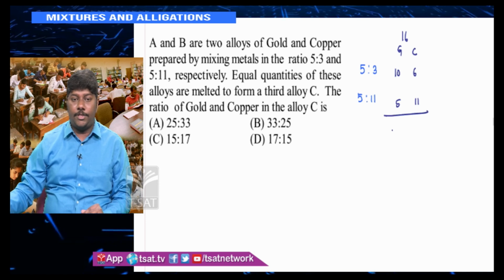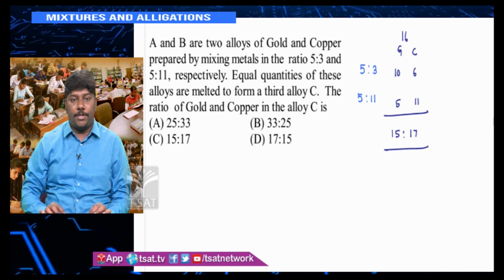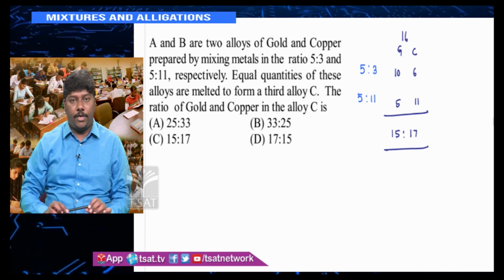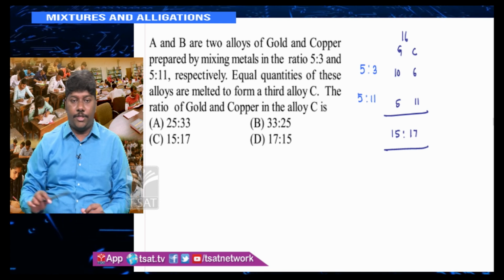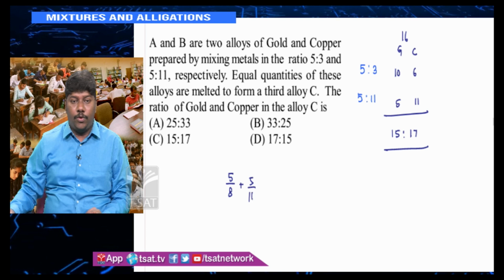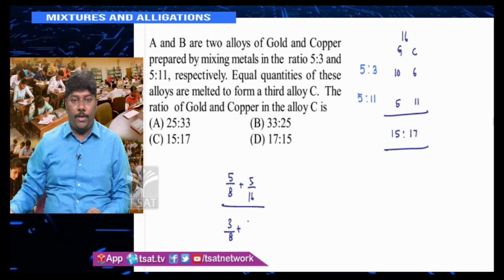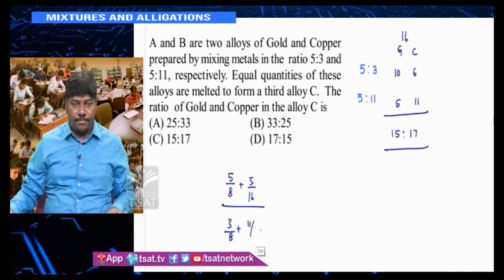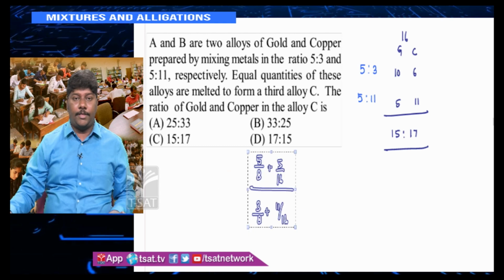What is gold in the resulting mixture? 15. What is copper? 17. So he is saying gold and copper in the first one is 5:3, second one is 5:11. In the mixture it is 15:17. You can also use it by taking a 1:1 ratio, or else you can find it directly using ratios. Into ratios means 5/8 plus 5/16. This is gold in the first one, gold in the second one. What is copper in the first one? 3/8. Copper in the second one, 11/16. That's all. Here also you will get the same answer.